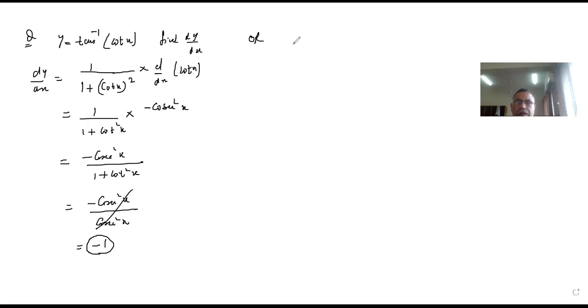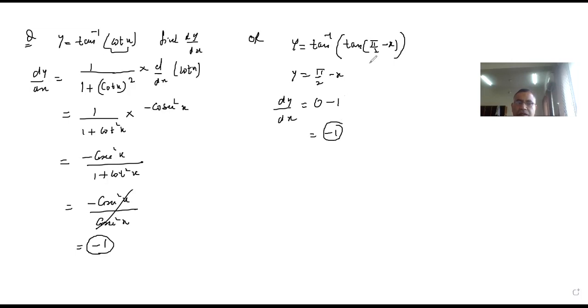The second method to solve this question is to express cot in terms of tan. Keep this in mind. I have expressed cot in terms of tan, so tan inverse of tan gives y is equal to pi by 2 minus x. Differentiate with respect to x. This is a constant with derivative 0, and the derivative of x gives minus 1. So this is a bit shorter as compared to the first method.